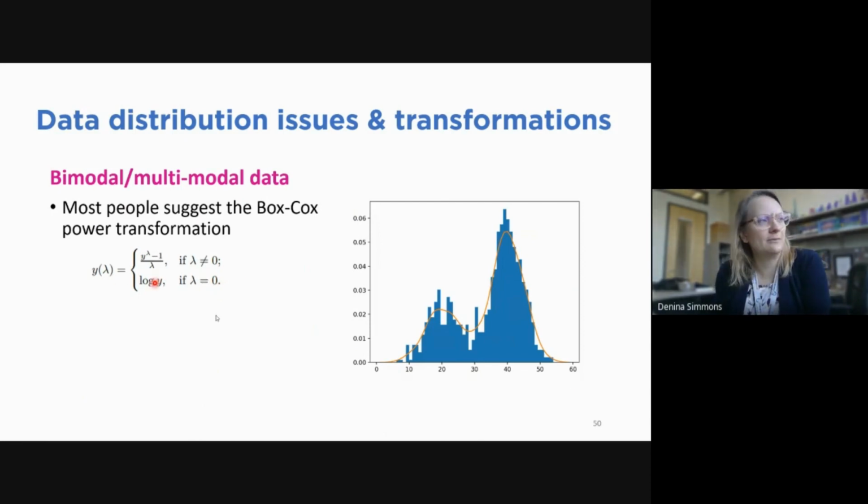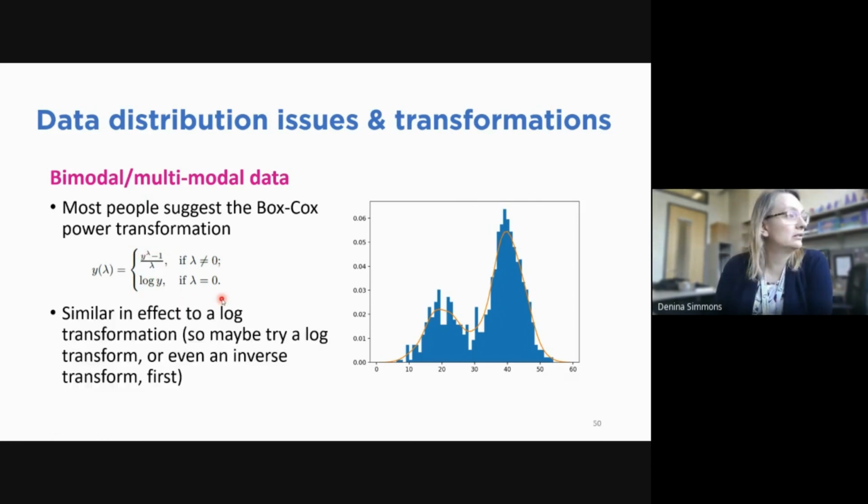I think my animation here was off. I didn't expect this to show up first. But anyhow, the Box-Cox transformation is kind of like a reflection paired with an inverse and a log. So it does have a similar effect to a log transformation. And some people suggest that you try a log or an inverse transform before you try the Box-Cox. But the Box-Cox should get you to something that looks more normal.